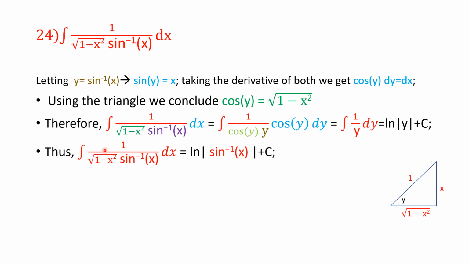Thus, the integration that we were supposed to perform of this function will yield ln of the absolute value of sine inverse of x plus a constant, this constant of integration. Therefore, the answer is ln of absolute value of sine inverse of x plus c. And that ends it, and you have a great day.